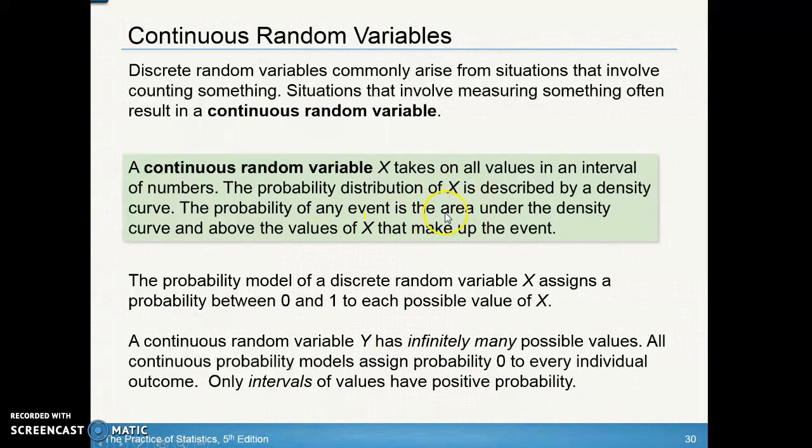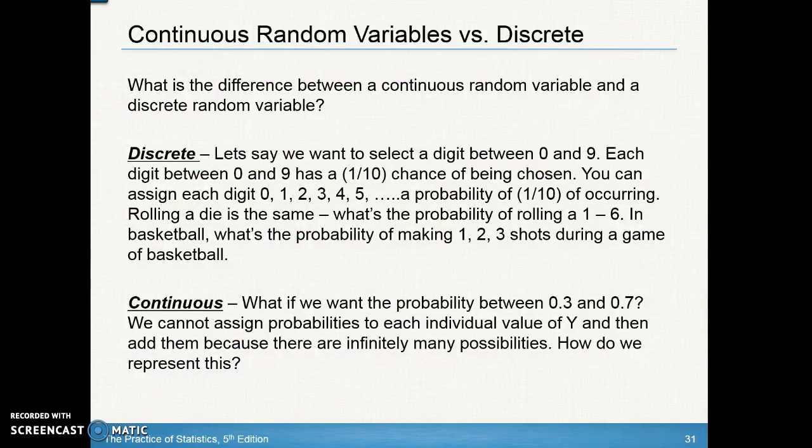Since the probability is an area under the curve, we can't say the area is just x equals 10. That would just be a height. It would have no width. So to get a width, we have to have an interval of values.